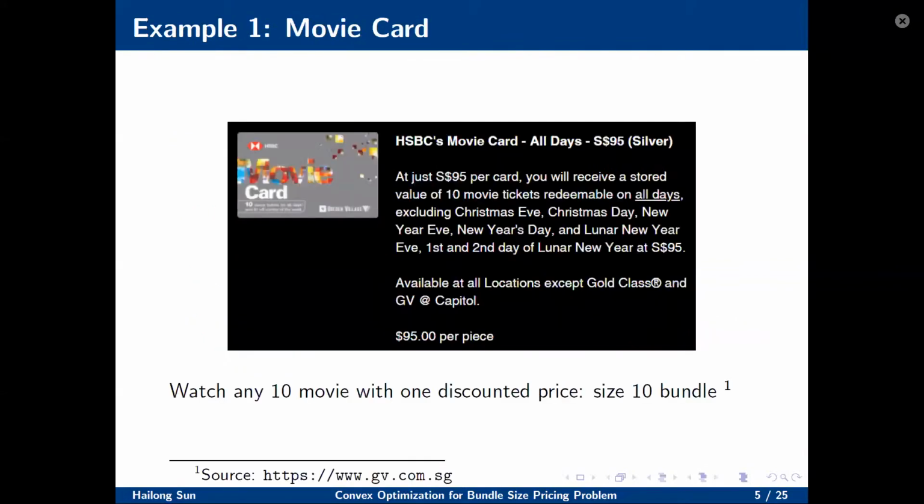So let's look at a particular example. This is a movie card launched by Golden Village, which is a Singapore-based company operating a number of movie theaters. You can buy this card at a discounted price and watch any 10 movies you like with this card. And you can see that the unit price for each movie is actually lower than if you purchase separately.